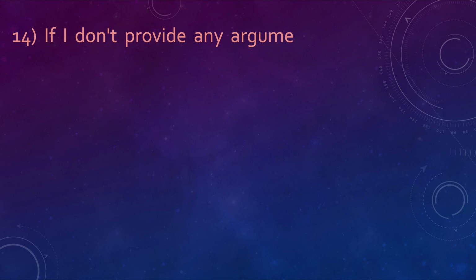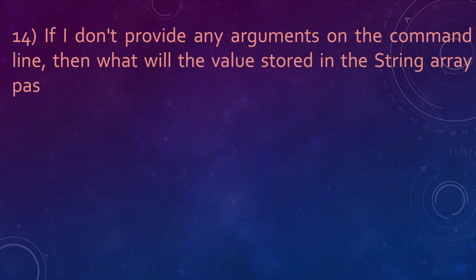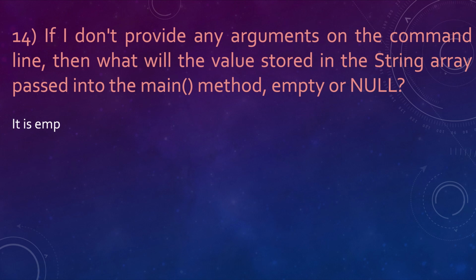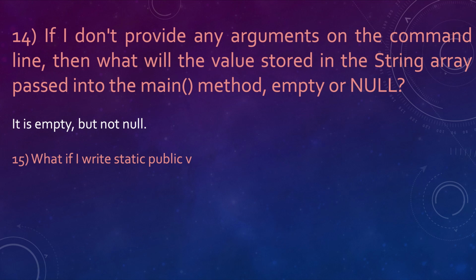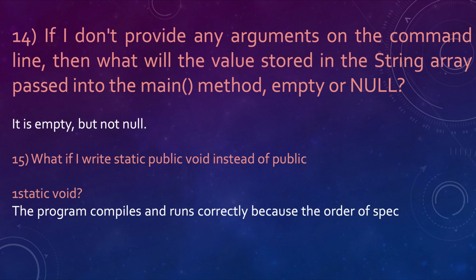If I don't provide any arguments on the command line, then what will the value stored in the string array passed into the main method? Empty or null? It is empty but not null. What if I write static public void instead of public static void? The program compiles and runs correctly because the order of specifiers does not matter in Java.